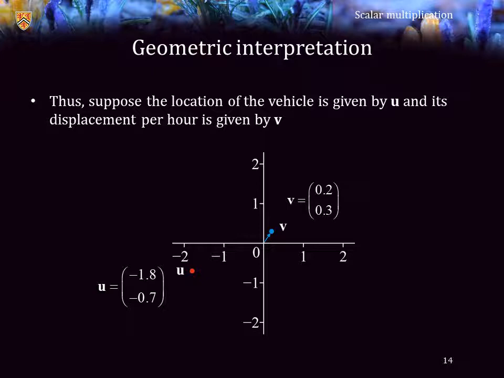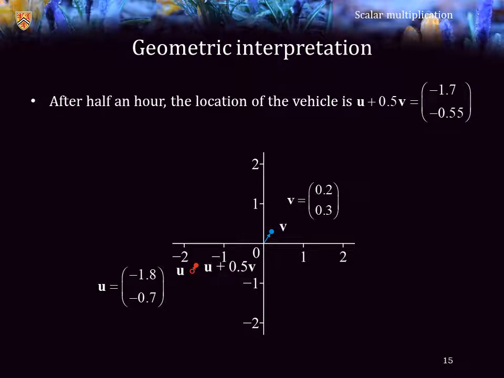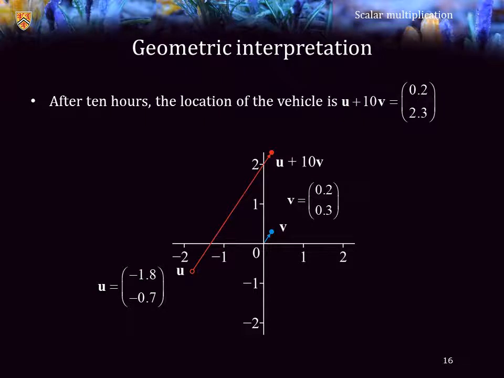Let us suppose that the location of the vehicle is given by the vector u, and its displacement per hour is given by the vector v. Thus, after half an hour, the location of the vehicle is now u plus 0.5v, or just a little bit up and to the right of the current location of the vector u. We can tell that after 10 hours, the location of the vehicle will be given by u plus 10 times v, and that's going to end up at the location 0.2, 2.3.